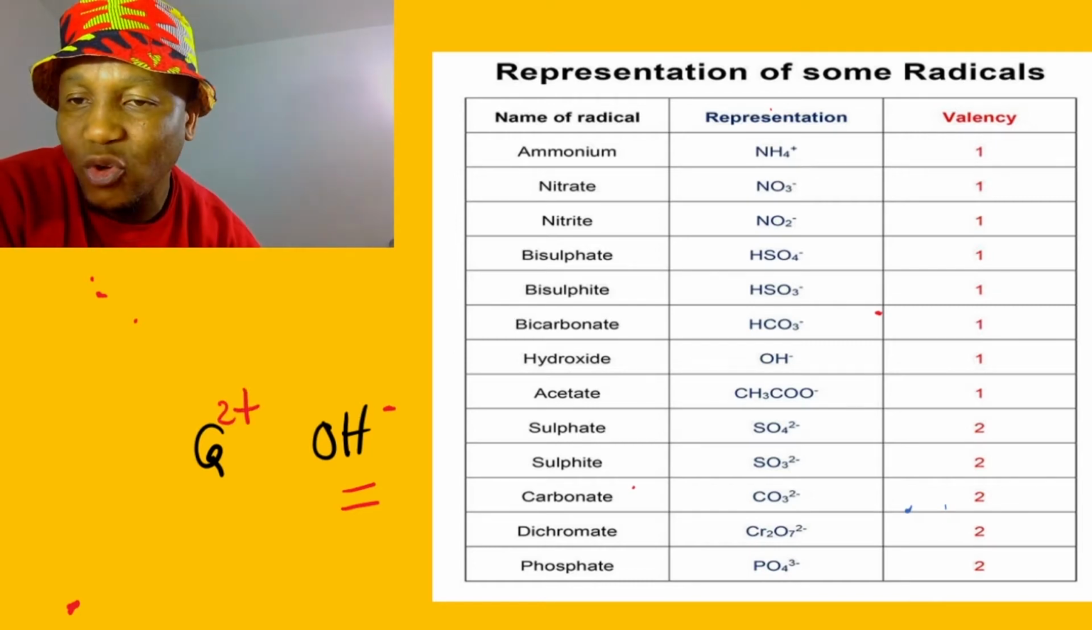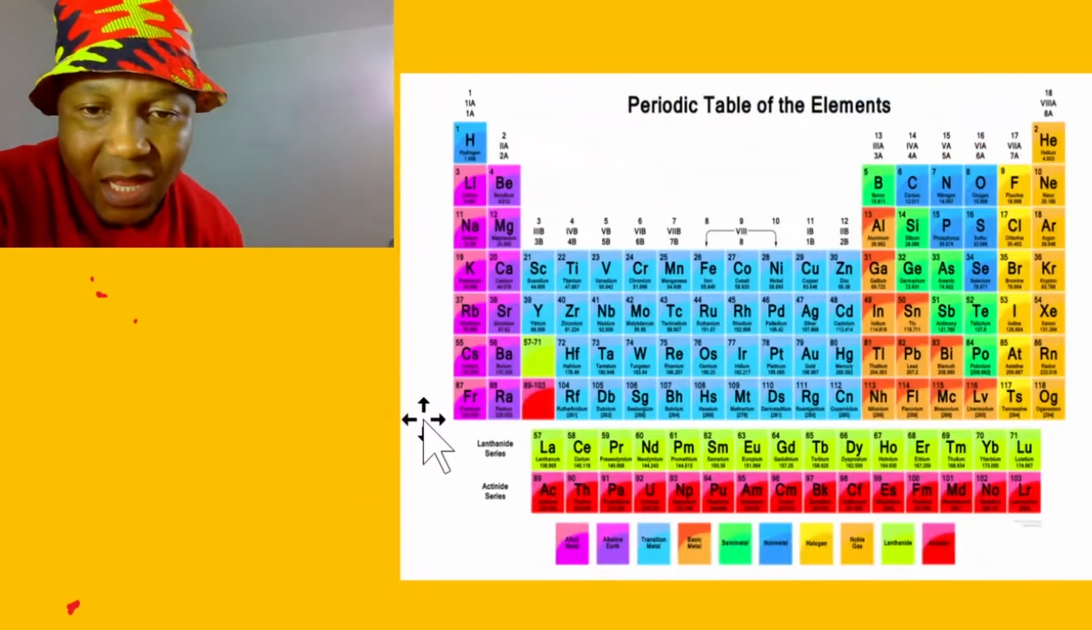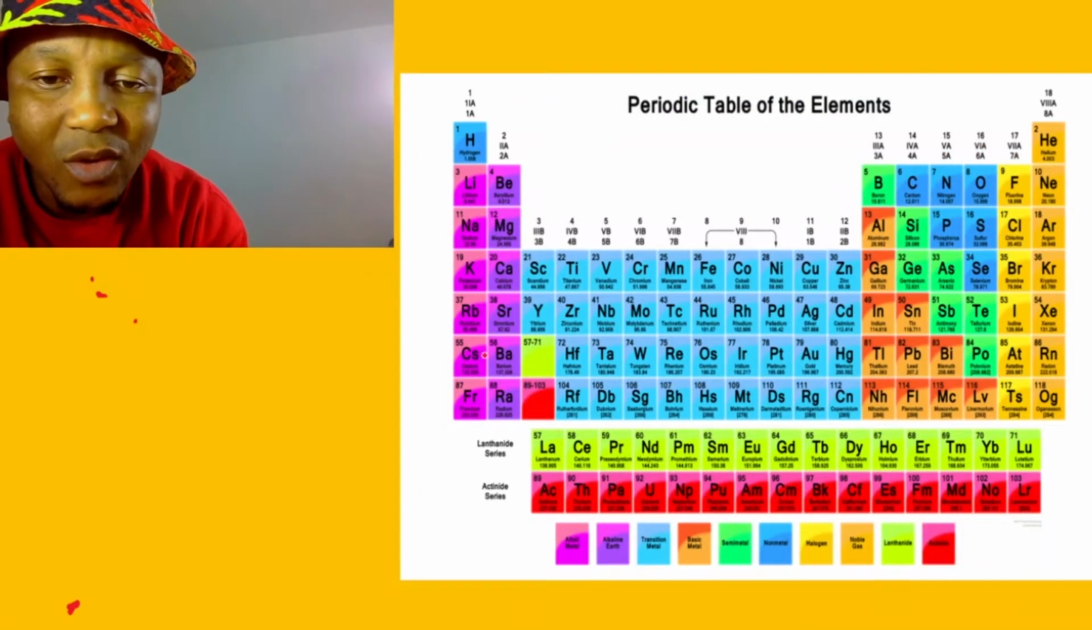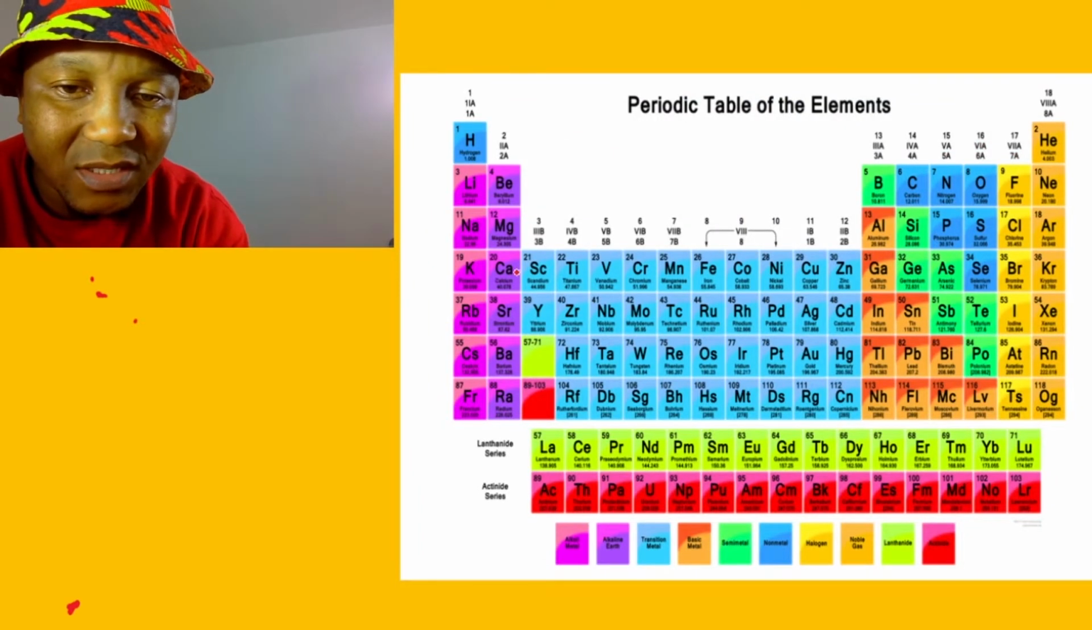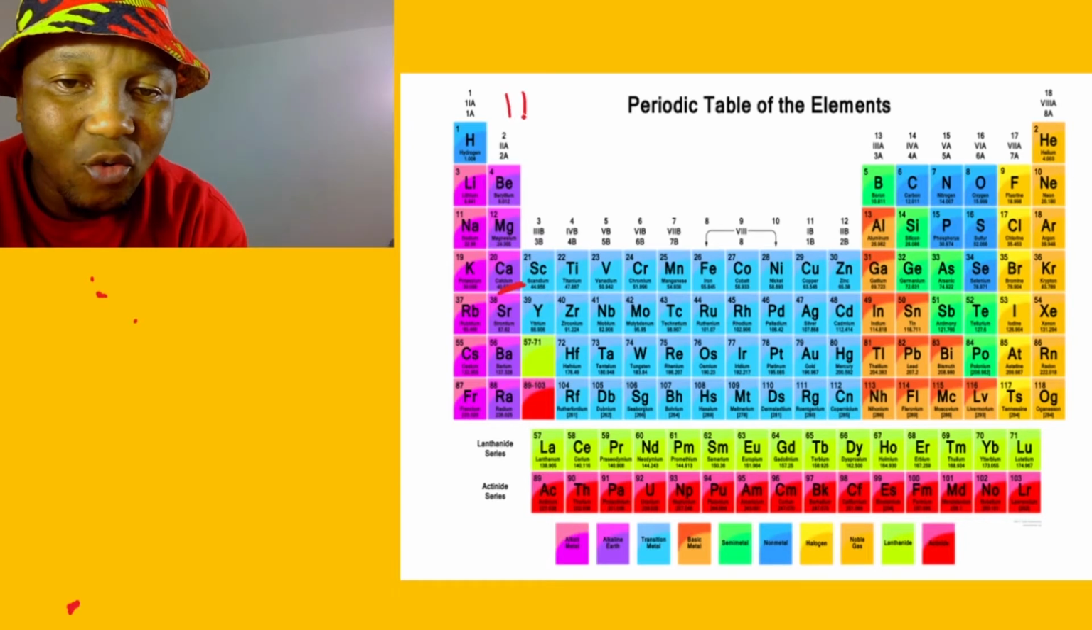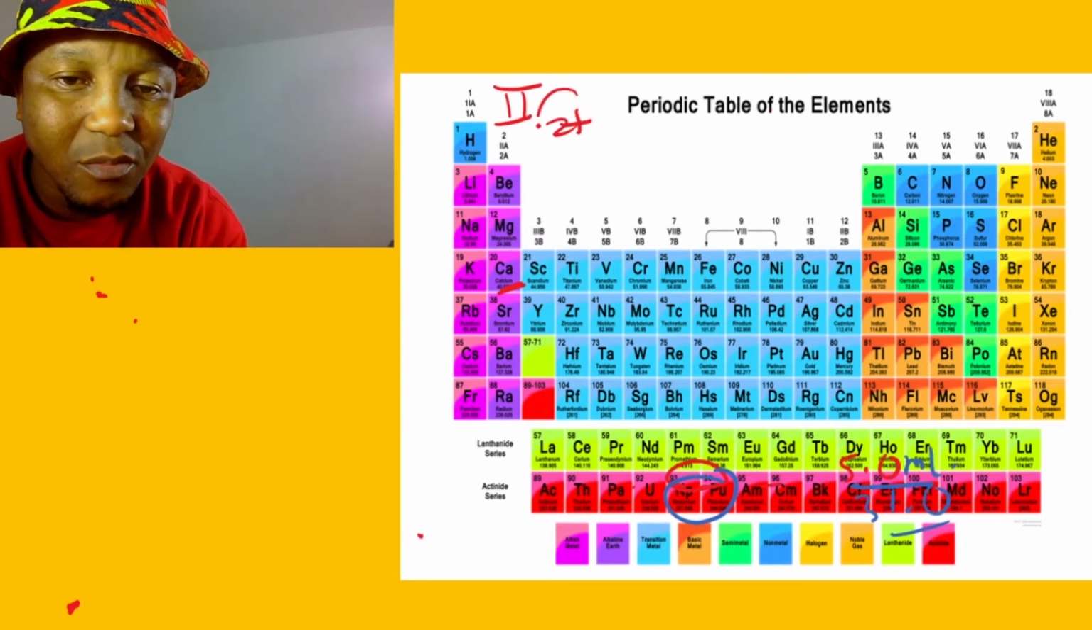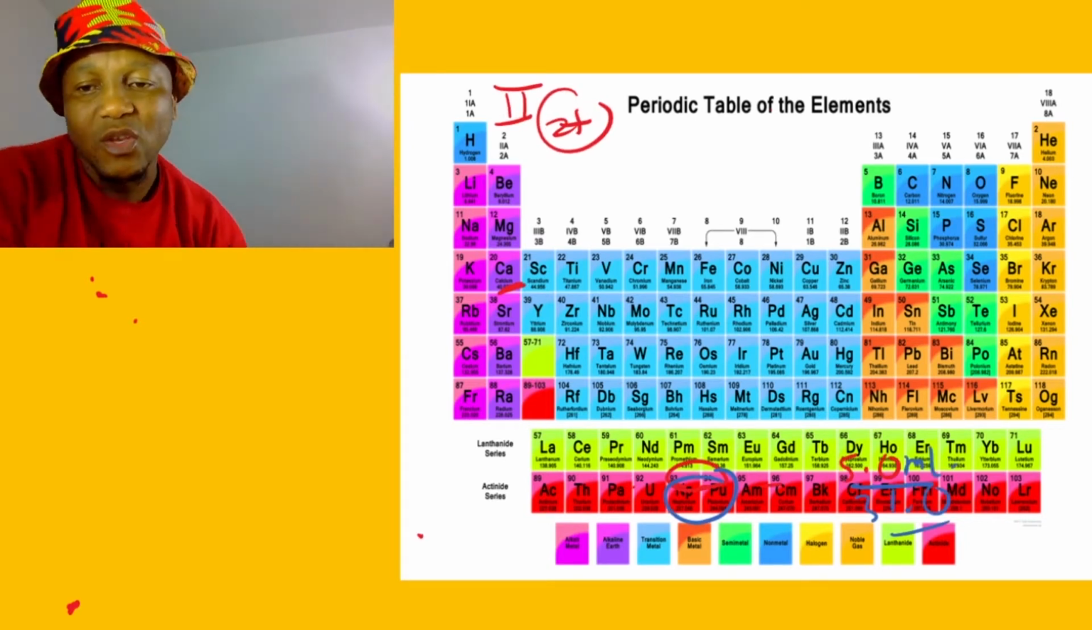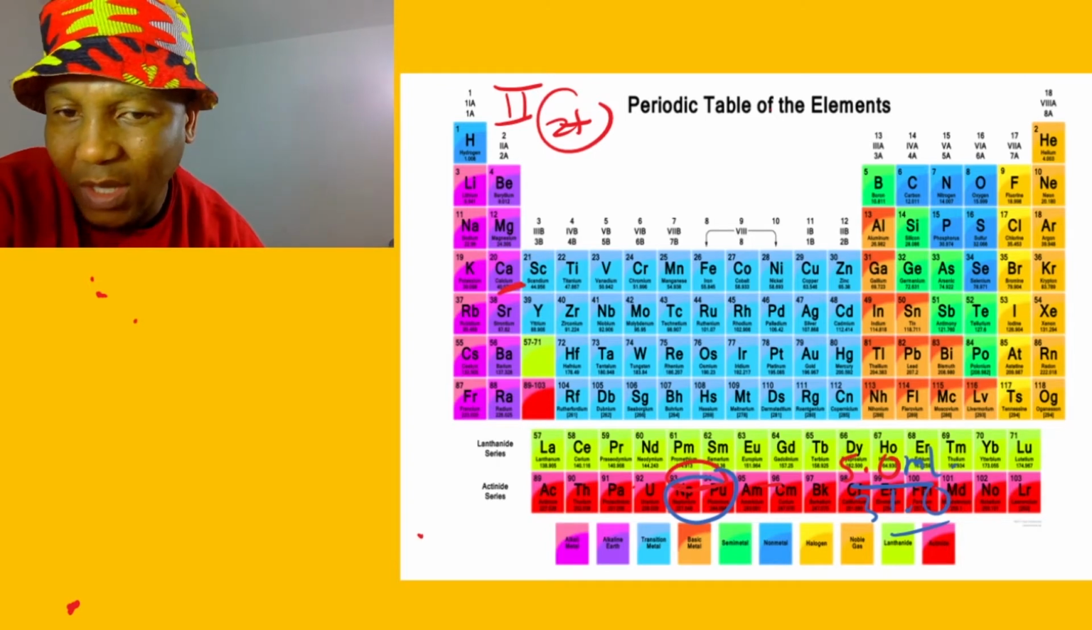How do you know? You can simply go to your periodic table here. Calcium is here. This is calcium. So it's in the second group, and the second group has a positive 2. See what I'm saying? So then you can say, okay.